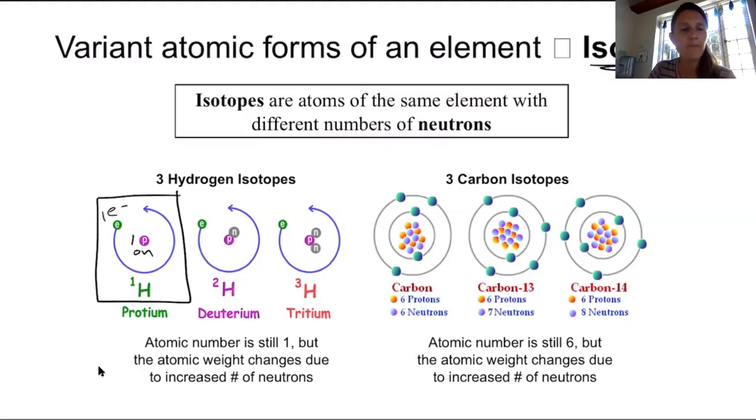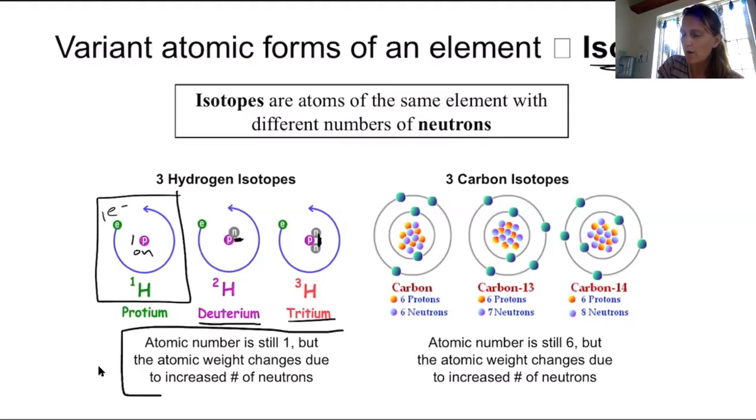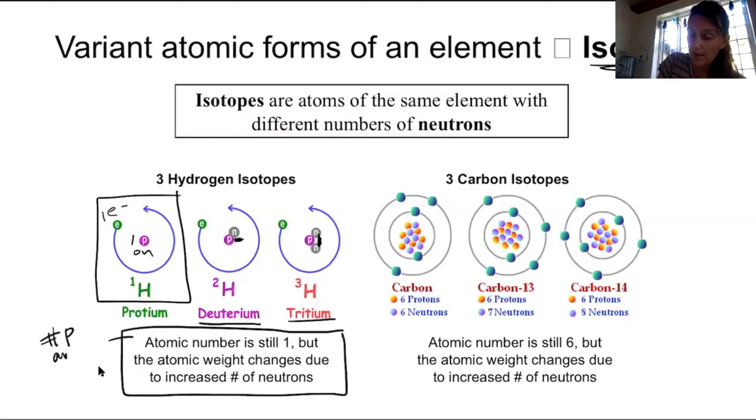There are different forms of this atom, which is, for example, deuterium, where it has 1 neutron, and tritium, which now has 2 neutrons. The atomic number, meaning the number of protons and the number of electrons, is the same. All right, still 1. However, now the atomic weight has gone up because the number of neutrons has gone up.